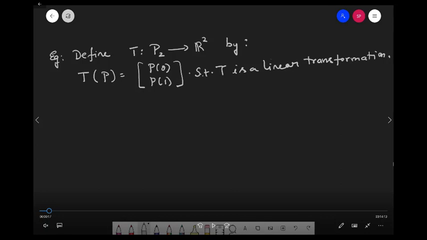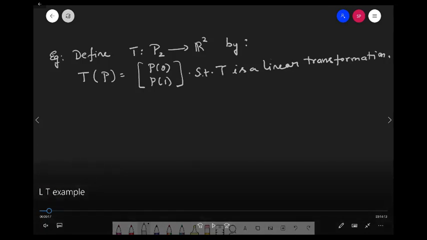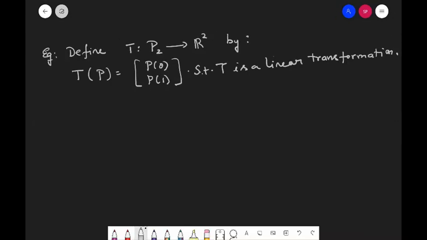Then show that T is a linear transformation. Whenever we are doing a linear transformation problem, first we have to know what the domain is and what the codomain is. So T is a transformation from P2 to R2. First let us write what P2 is. P2 is the set of all polynomials up to maximum degree 2.